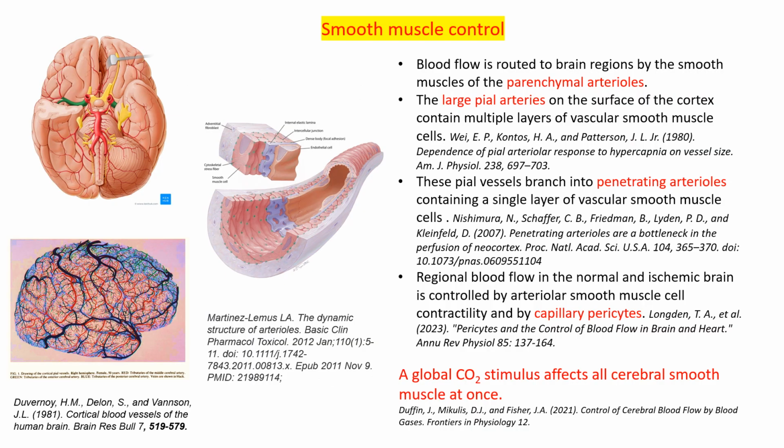Blood flow is routed to brain regions by the smooth muscles of the parenchymal arterioles. The large pial arteries on the surface of the cortex contain multiple layers of vascular smooth muscle cells. These pial vessels branch into penetrating arterioles containing a single layer of vascular smooth muscle cells. Regional blood flow in the normal and ischemic brain is controlled by arteriolar smooth muscle cell contractility and by capillary pericytes. A global CO2 stimulus affects all cerebral smooth muscle cells at once.